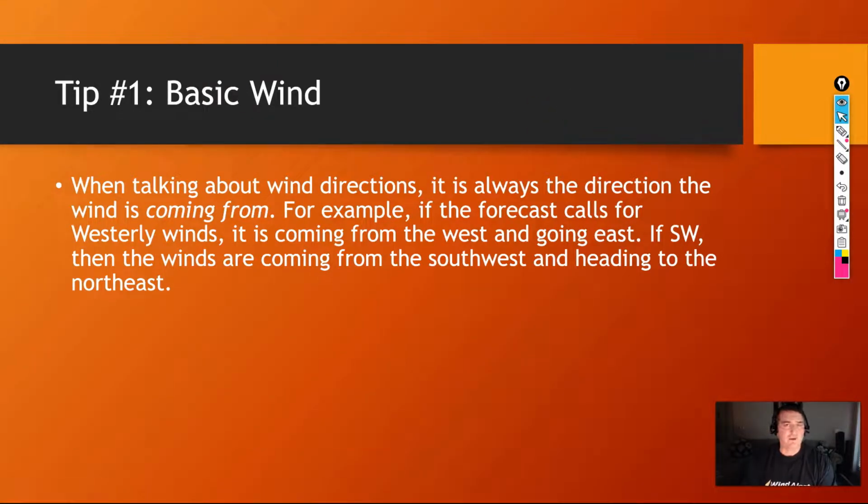When forecasters tell you the wind direction, such as north or whatnot, it is always the direction the wind is coming from. For example, if the forecast calls for westerly winds, it's coming from the west and heading to the east. If southwest, the winds are coming from the southwest and heading towards the northeast. So you have to think about it in that manner. If someone says, hey, winds are south today, well, they're going to be coming from the south. So that's always it. Basic tip number one.